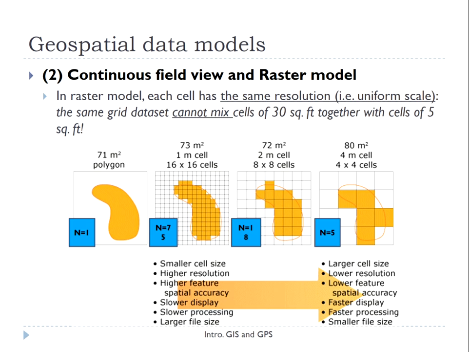Let's see an example. Compare the representations between a raster model with one cell. Technically, this is a vector model since it takes the distinctive boundary of the polygon. Okay, then compare the second raster model with 16 by 16 cells to the last one with 4 by 4 cells. The same geographic entity, say a lake, can be represented with 75 cells versus 5 cells. Of course, smaller cell sizes allow higher resolution and higher feature accuracy when compared to larger cell sizes, resulting in lower resolution and lower feature spatial accuracy.